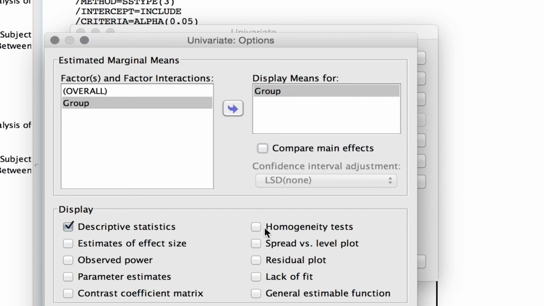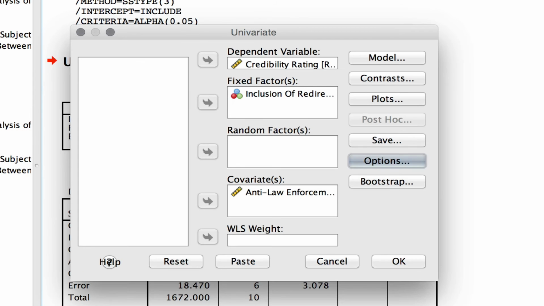So we want our estimated marginal means and descriptive statistics. We also want homogeneity tests like in ANOVA. ANCOVA assumes that our error variances are homogeneous across groups, and we also want the residual plot, because ANCOVA again assumes that our residuals are normally distributed and there's constant variance in the residuals. So we're going to hit continue and hit OK.